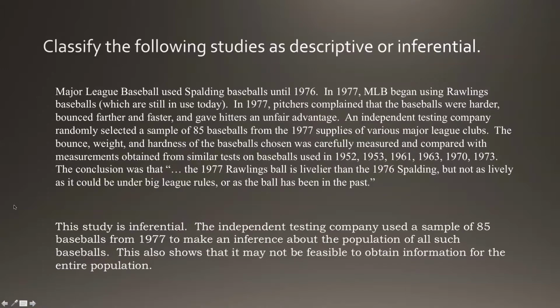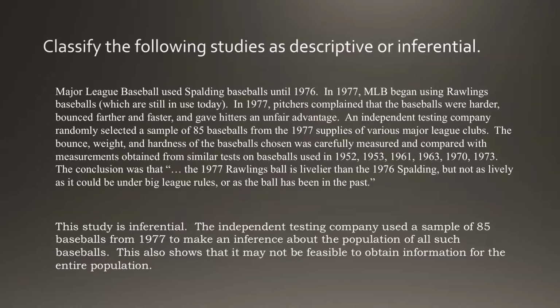Now, for this particular one, Major League Baseball used Spalding balls until 1976. In 1977, they began using Rawlings baseballs. In 1977, pitchers complained that baseballs were harder and bounced farther, and the hitters had an unfair advantage. An independent testing company randomly selected a sample of 85 baseballs from 1977. The bounce, weight, and hardness of the balls chosen were carefully measured and compared with measurements on similar baseballs from those particular years. The conclusion was that the 1977 Rawlings ball is livelier than the 1976 Spalding, but not as lively as it could be under big league rules or as the ball has been in the past.